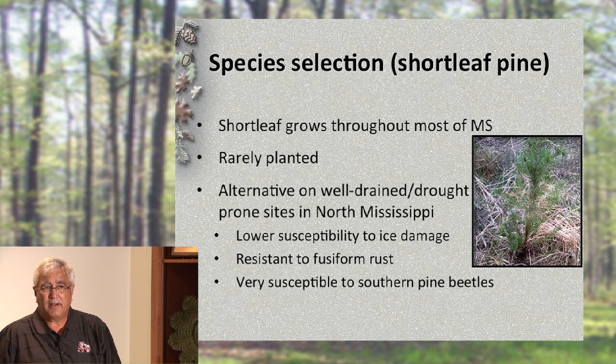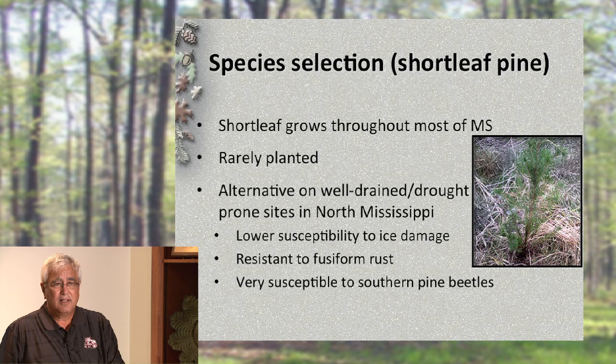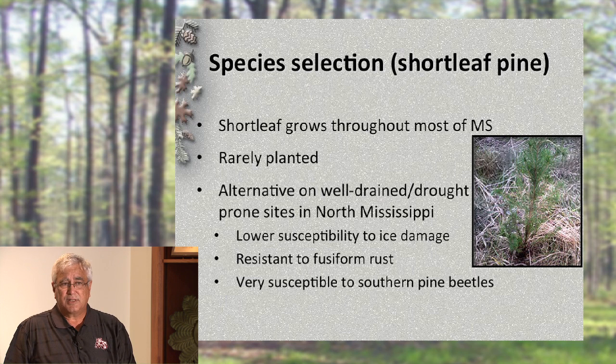We also have shortleaf pine. It grows throughout most of Mississippi. However, it is rarely planted. It actually grows slower than loblolly pine, but it is an alternative on our well-drained, drought-prone sites, specifically more so in north Mississippi. It tends to have lower susceptibility to ice damage, as was seen in the ice storms that occurred in the mid-90s in Mississippi. Also, it is resistant to fusiform rust, but is very susceptible to southern pine beetle, one of our most injurious types of pests.